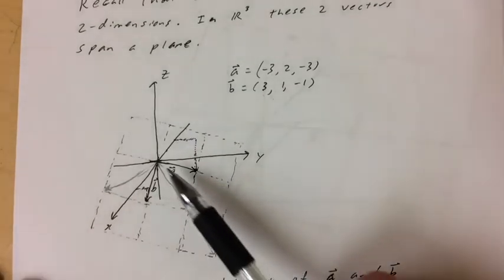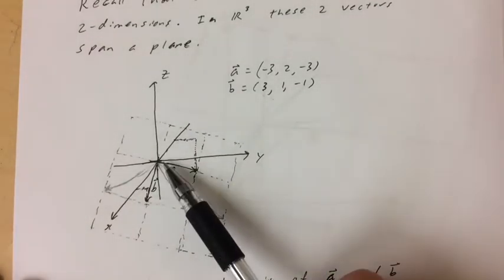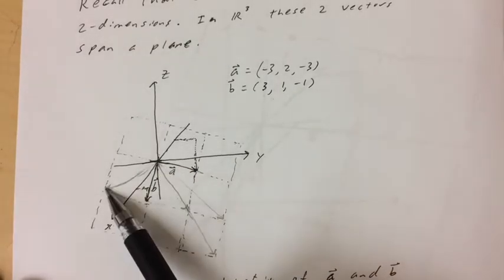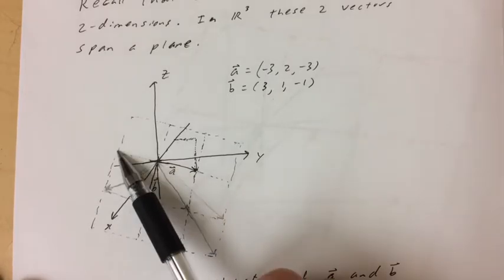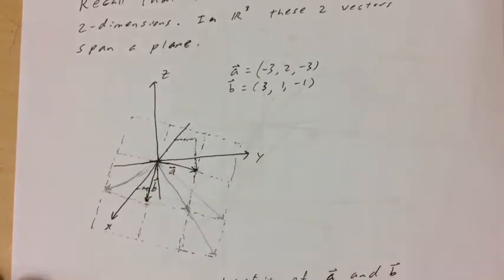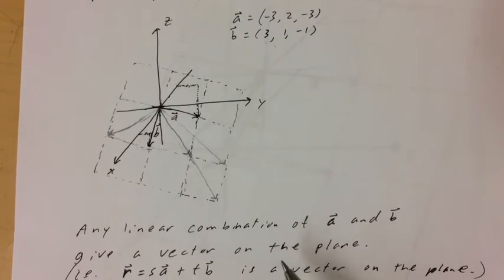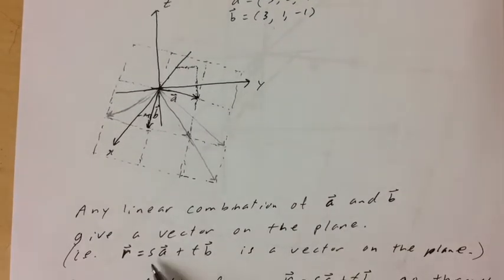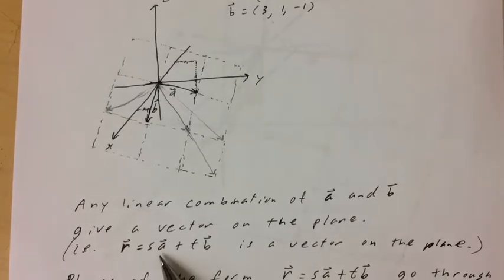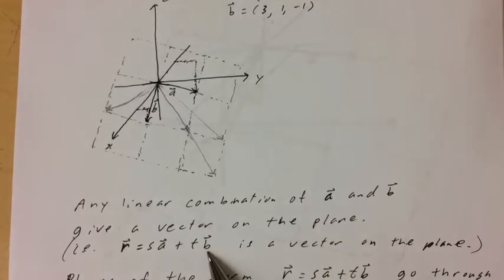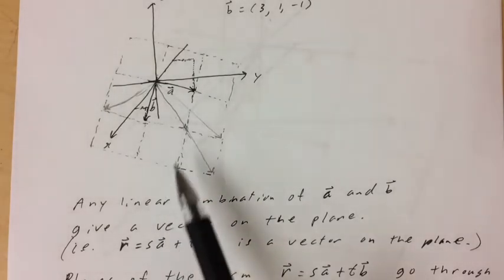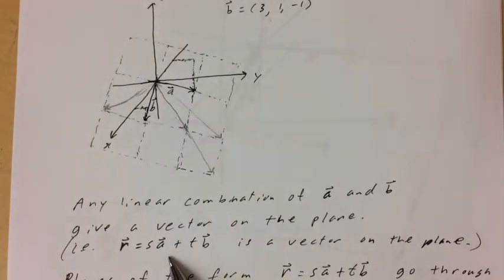Here, this vector from the origin to here is going to be 2a plus 2b. This vector from the origin to over here is going to be -a plus b. So any linear combination of a and b gives a vector on the plane. This basically means that r equals sa plus tb is a vector on the plane, and this is a vector equation for that type of plane.